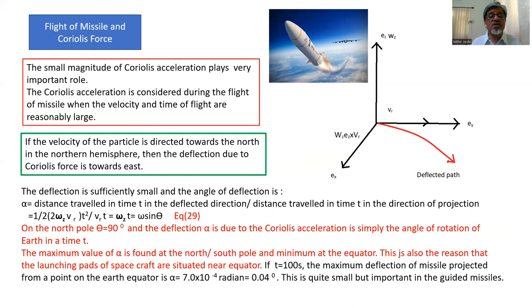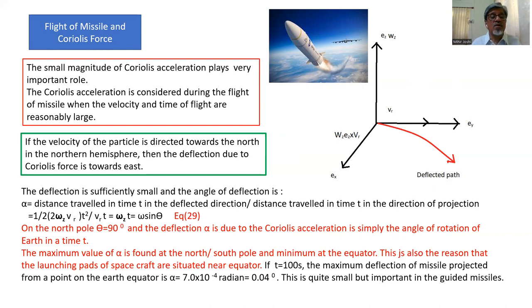The deflection is sufficiently small, and the angle of deflection can be obtained as alpha, the distance traveled in time t in the deflected direction, divided by the distance traveled in time t in the direction of projection. If we put in the values, it is 1/2 times 2 omega z vr t square, divided by vr t. If we simplify, it is omega t, and it is omega sine theta. So it is represented by equation number 29.